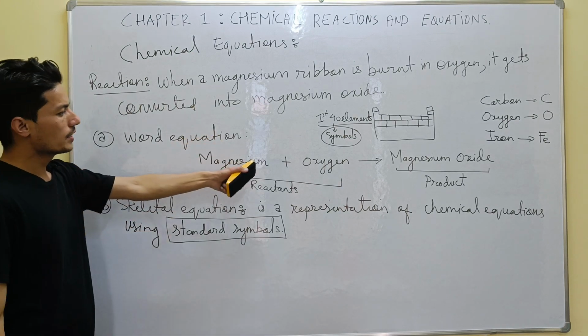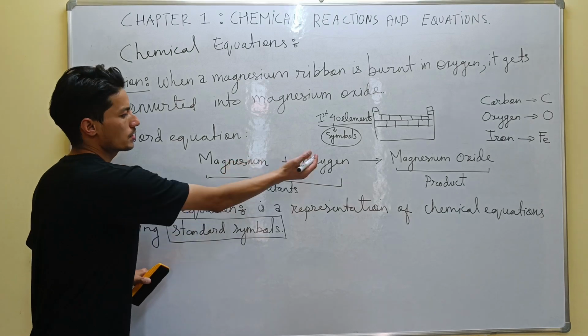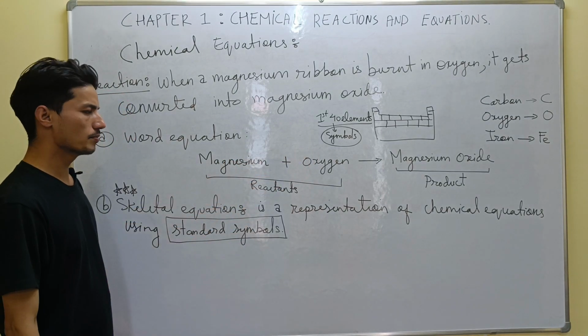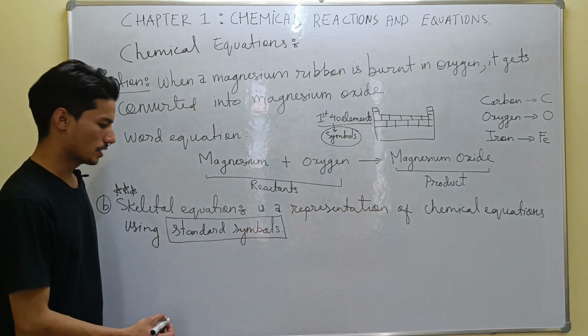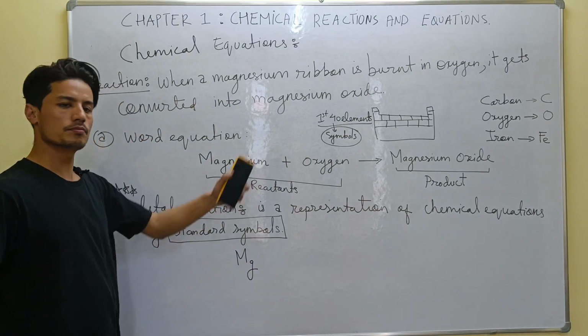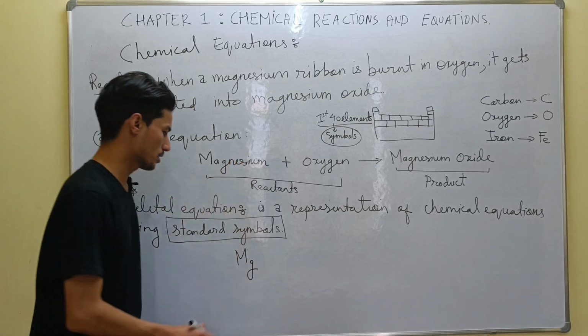A skeletal equation is a representation of a chemical equation using standard symbols. So I need to know the symbols of this. Now I'll be converting this word equation into a skeletal equation. So how do I do that? Magnesium, the symbol of magnesium is Mg. So I will just write Mg. I'm not writing magnesium, the entire thing, just Mg, because Mg is the symbol of magnesium.